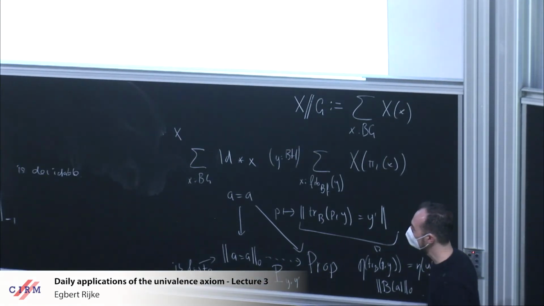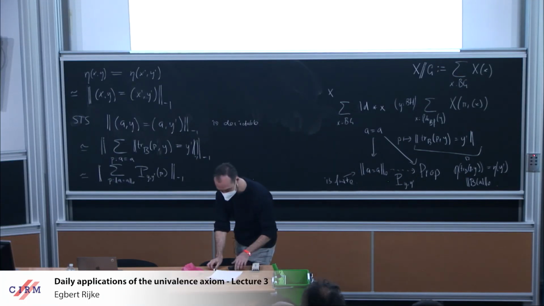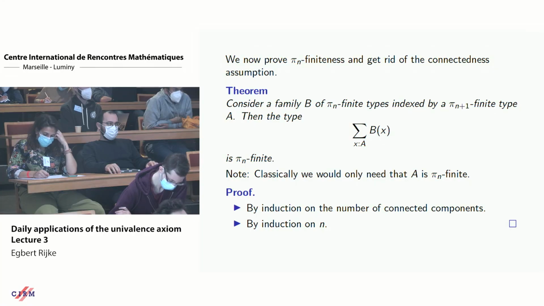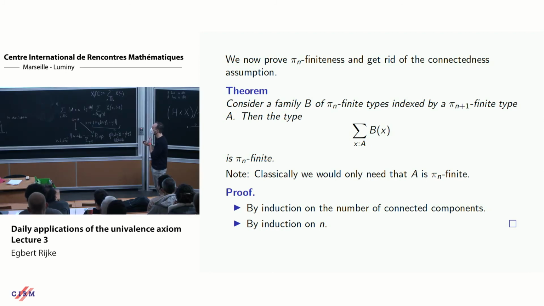Okay, so that was some fairly tricky homotopy theory. Let's soldier on. So now we're going to get rid of the connectedness assumption and increase the pi finiteness level. So consider a family B of pi n finite types indexed by an arbitrary, so not connected anymore, pi n plus 1 finite type A. Then the total space is pi n finite.